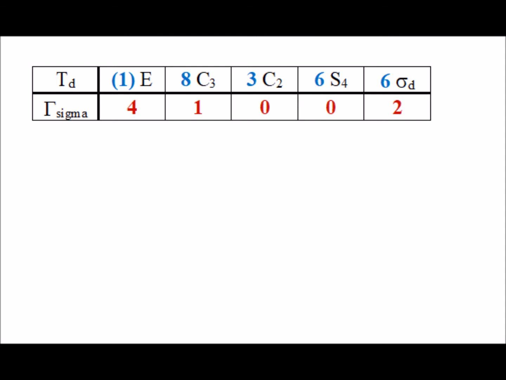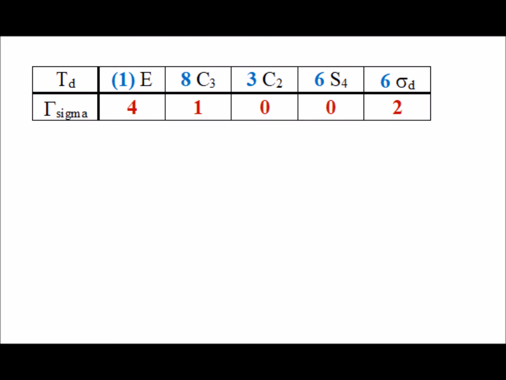What we do is go for each column, each class of symmetry operations, and see how many of the sigma orbitals 1 through 4 do not move under the symmetry operation. For the identity operation E, all 4 orbitals stay exactly where they were, so we have a 4. For any of the C3 operations, the C3 operation goes through one of the sigma orbitals, so therefore one of them will not move and the other 3 will. So we have a character of 1.